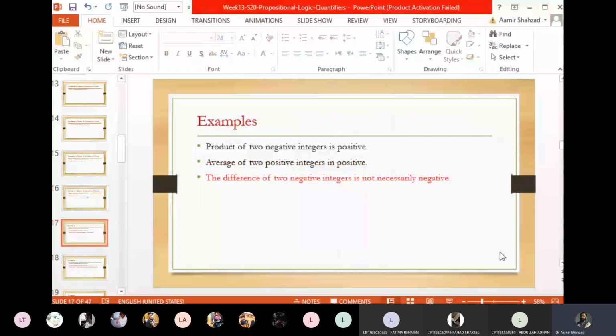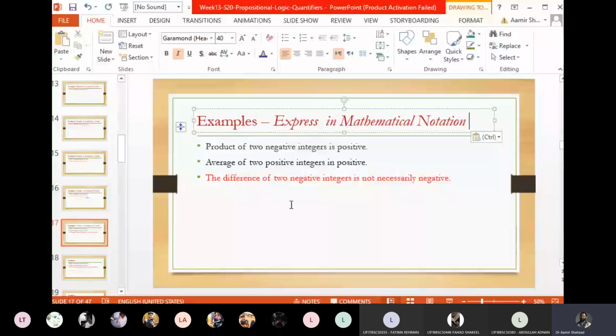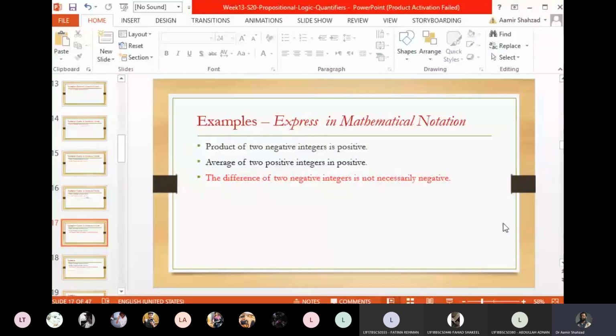So the next example is: the difference of two integers is not necessarily negative. If you take two negative integers, their difference could be positive or it could be negative, depending upon whether the larger integer among them is positive or negative, and which one you subtract from which. If you are taking the more negative integer, we would call it the smaller integer. For example, -3 and -2. So -3 minus -2 becomes -3 plus 2, which is going to be -1.